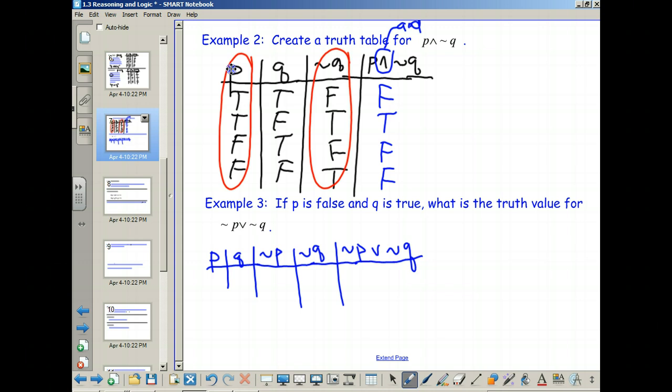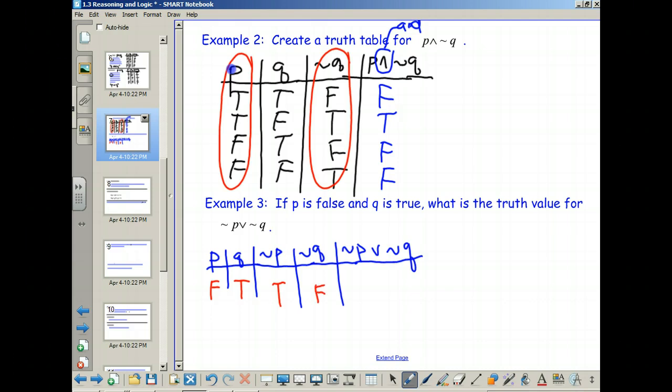Okay. Now, it actually told me that P was what? False. So I only need to have one option underneath P, false. And it told me that Q was true. So again, I only need one option underneath Q. And then we will create everything else based on those pieces of information. So if P is false, then tilde P is true. And if Q is true, then tilde Q is false.